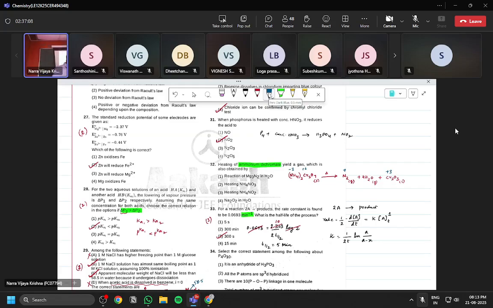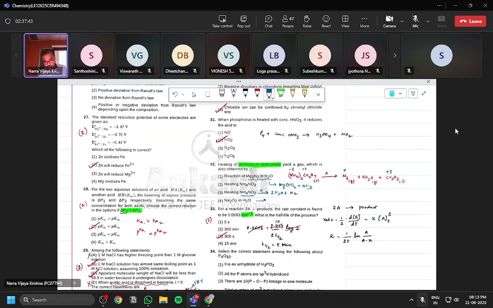Now, magnesium nitride with water, what will you get? Magnesium hydroxide plus ammonia. And nitrides form ammonia. Phosphides give PH3. Arsenides give AsH3. Correct? This is also an ammonium compound. What do I have to do on heating? What did I tell you? Any ammonium compound, first remove water. Remove water first. So 2H2O plus N2. Correct?